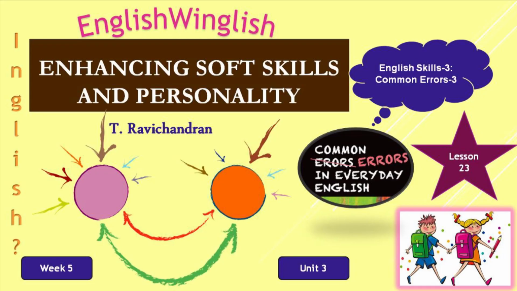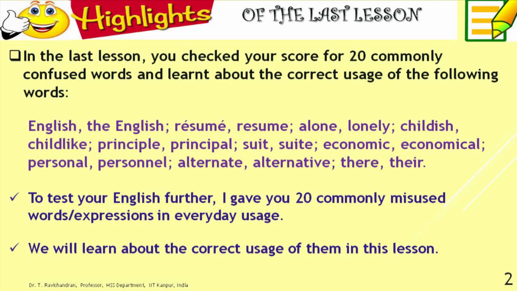This is week 5 and we are on the third unit, and as far as English skills contents are concerned, again we are on the third module and we are discussing common errors, and this is lesson number 23. Now today again I am going to give you 20 more sentences in which you normally commit mistakes in day to day language. But before that, what did we do in the last lesson?